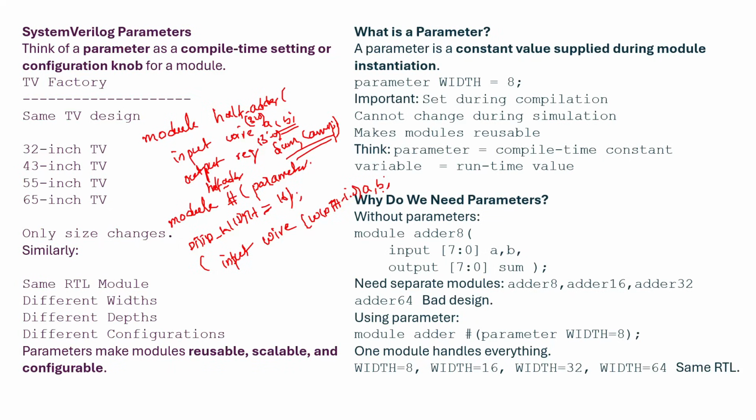Now a, b will be parameterized. It is 16 bit because width is 16, minus 1 down to 0 means 15 down to 0, that is equivalent to a 16 bit module. Then each and everything will be 16 bit. A and B values are also 16 bit, so it will support up to 16 bit. In this way, we are writing the parameter.